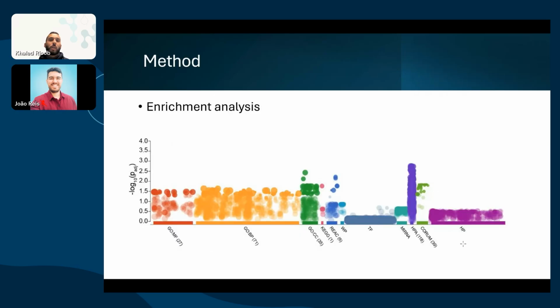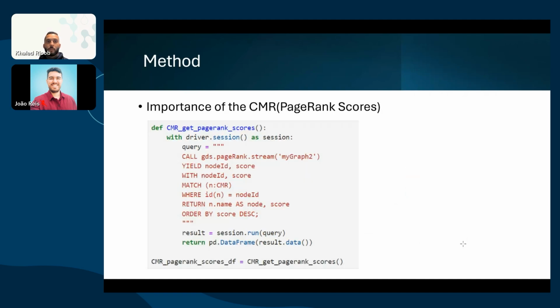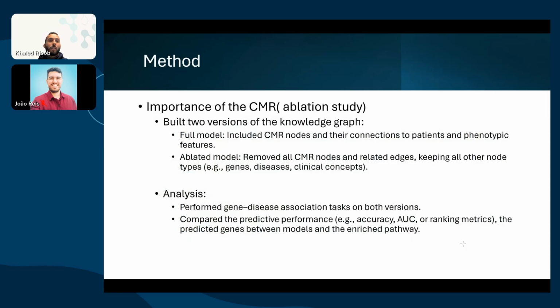So we took those top 10 predicted genes and did the enrichment analysis to see if they are significantly associated with the critical pathways for the disease of interest. After that, we evaluated the importance level of the CMR features that we integrated in the knowledge graph and the importance of the other nodes in our knowledge graph using the PageRank score algorithm. And also we did an application study to evaluate the importance of the CMR features.